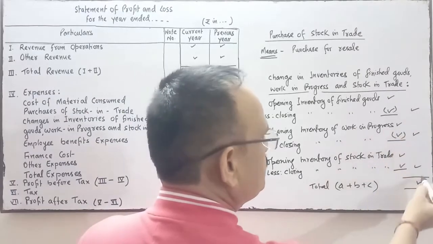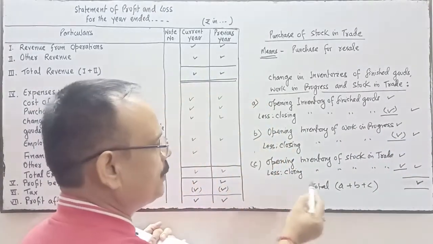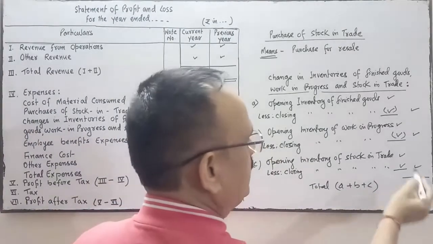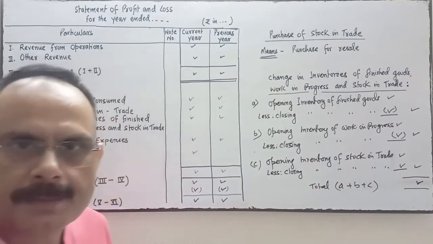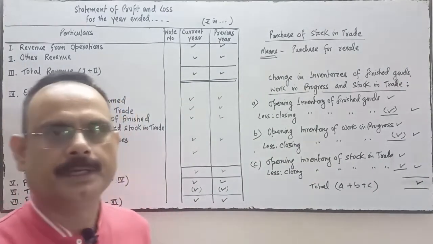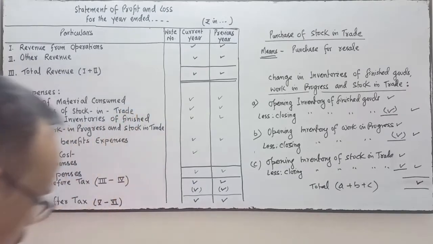When we do the addition of these three, A plus B plus C, any of the resultants may be positive or may be negative. Okay.